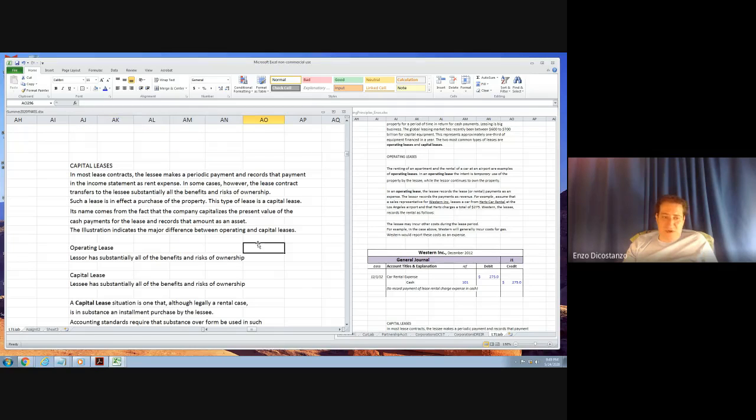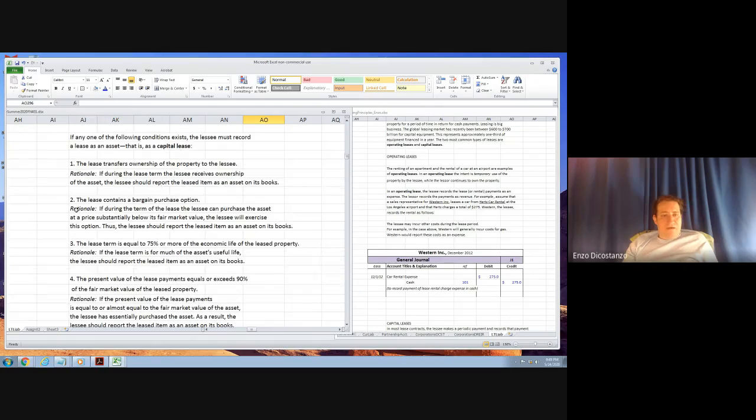Capital leases, that's a little more complicated. Is there a bargain purchase option? Is 75% or more of the economic life used by the leased property? Is the present value equal to or exceeds 90% of the fair market value? There are all these conditions here. The lease transfers ownership of the property to the lessee, and then there's all sorts of rationale. The lease term: the lessee receives ownership of the asset. The lessee should report the lease as an asset on its books.